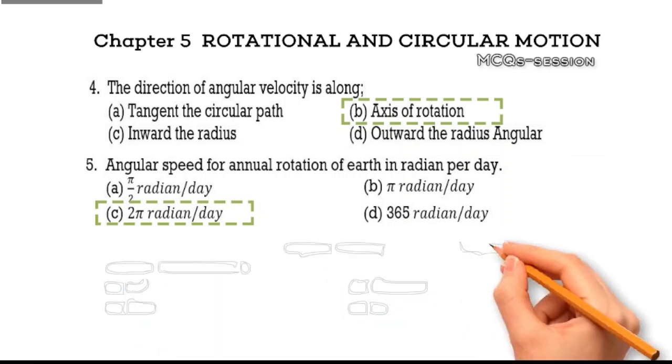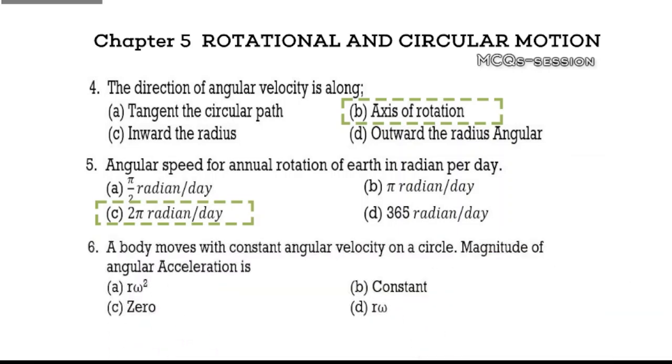Question 6. A body moving with constant angular velocity on a circle has an angular acceleration of A. Radius times angular velocity squared, B. Constant, C. 0, D. Radius times angular velocity. Pause the video and guess. The answer is C. 0. Explanation. If a body has constant angular velocity, there is no change in rotational speed, so angular acceleration is 0.